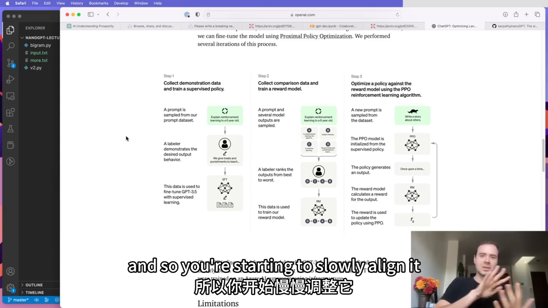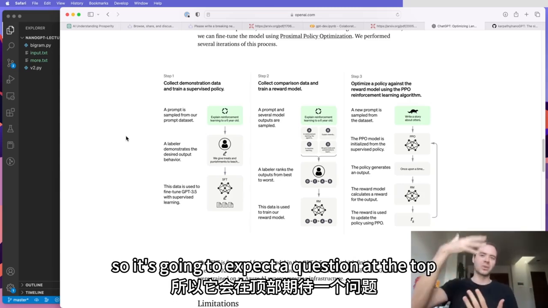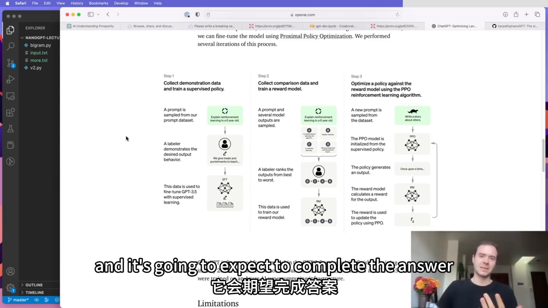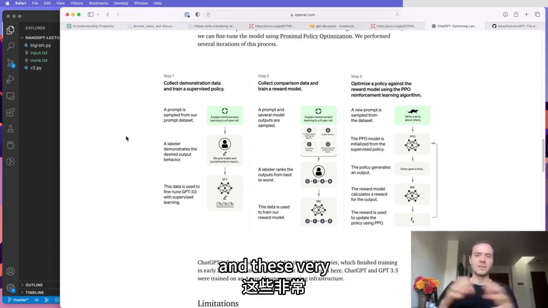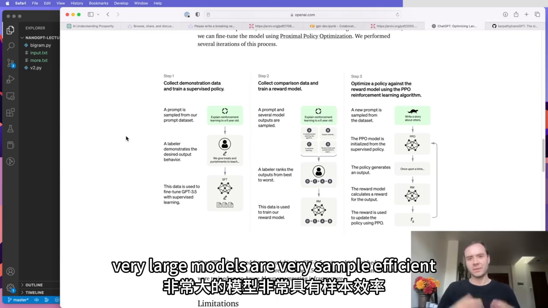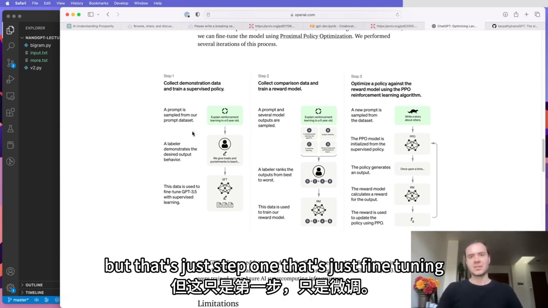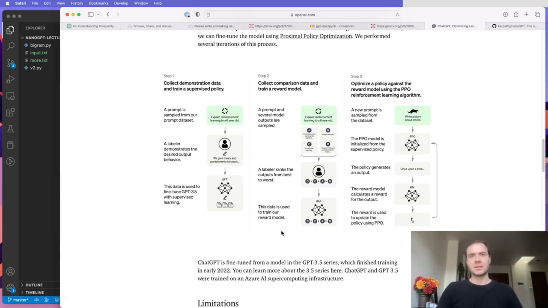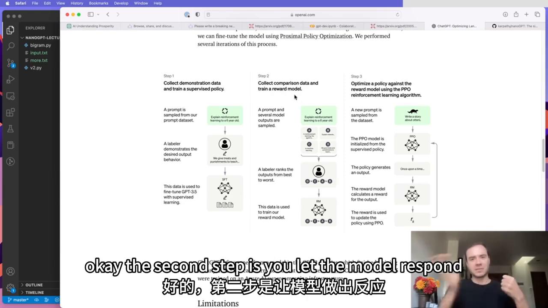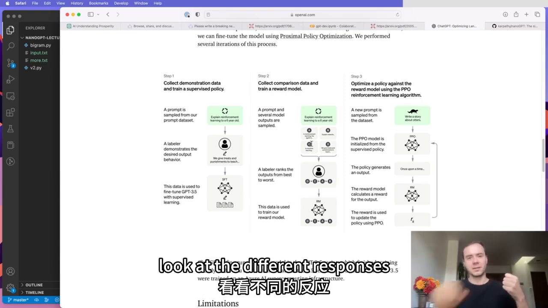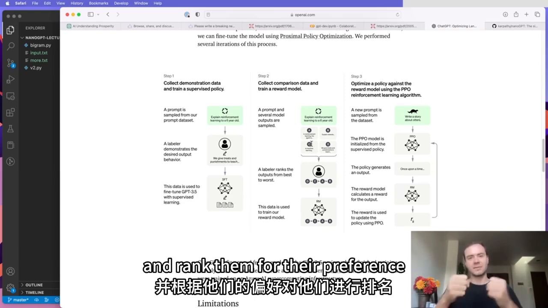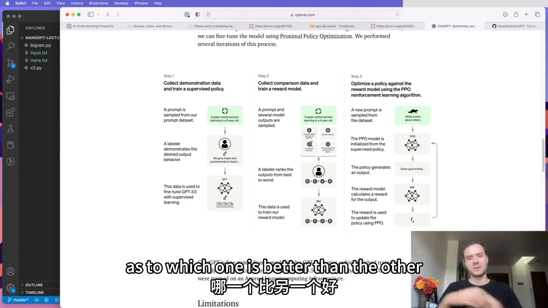And so you're starting to slowly align it. It's going to expect a question at the top, and it's going to expect to complete the answer. And these very, very large models are very sample efficient during their fine-tuning. So this actually somewhat works. But that's just step one. That's just fine-tuning. Then the second step is you let the model respond, and then different raters look at the different responses and rank them for their preference as to which one is better than the other.